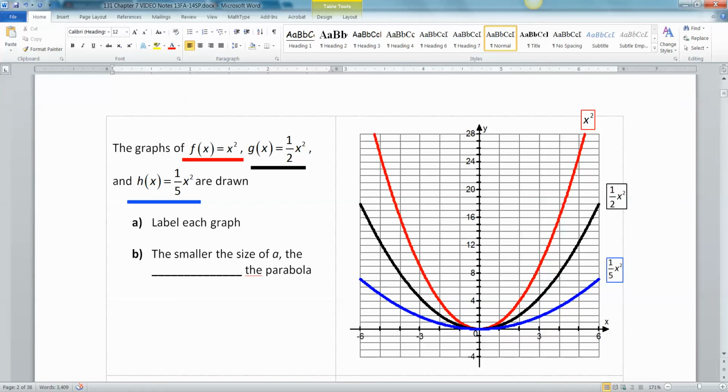All right, so here's x squared, the red one. There's a half x squared, the black one. And there's a fifth x squared, the blue one. So you can see as I let a get smaller, the graph is getting wider, shallower, I guess that's the word you would use. Less steep is what you're saying. It's not as steep as it used to be.